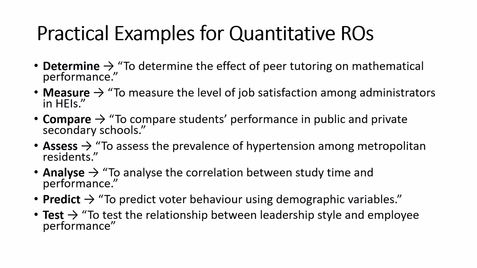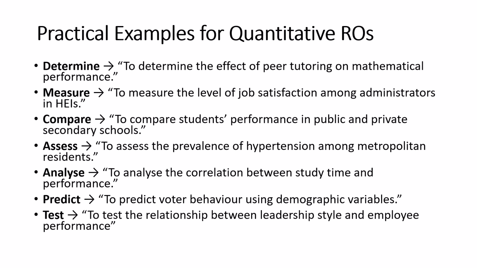Let's look at the practical examples for quantitative research objectives. For example, looking at the verbs that we mentioned in the previous slide: determine, measure, compare, assess, analyze, predict, test. For example, you want to test the relationship between leadership style and employee performance. You see, testing requires some relationships and measurements between the different leadership styles and the performance of the employees, their subordinates, that they are working with.